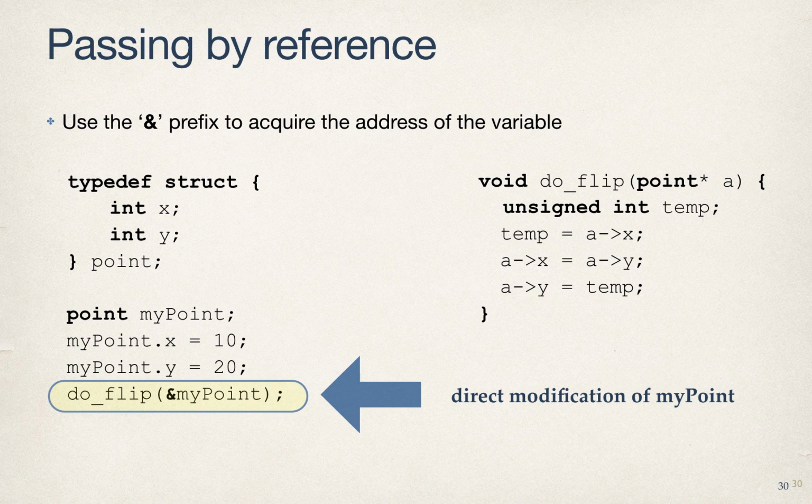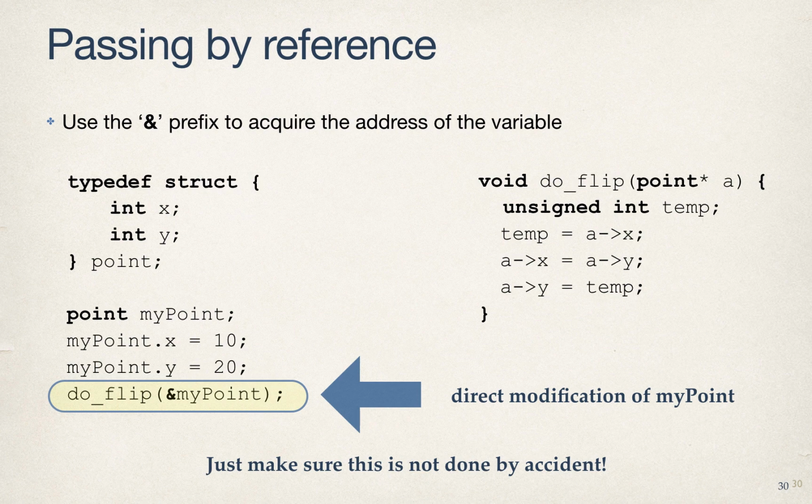So we've got a point, my point, we set X and Y, and then we pass the address of it. And when this function returns, you'll find that my point itself has changed. The X and Y values will be switched around. Now the trouble with this is you might not realize that this function does an in-place modification. There's nothing in the name to say that. You could probably guess it because you're passing the address for a reason.